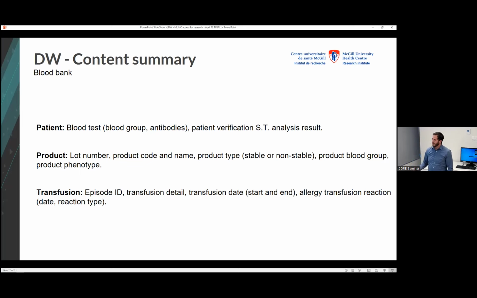So we have the lot number, product code and name, product type, stable or non-stable, product blood group, and product phenotype. About the transfusion itself, we have an episode ID, transfusion details, transfusion date, start and end, because maybe it takes, I don't know, 1, 2, 3 hours to make the transfusion. So we have the start and the end, allergy, transfusion reaction, if it happened, and we have the date and the reaction type.